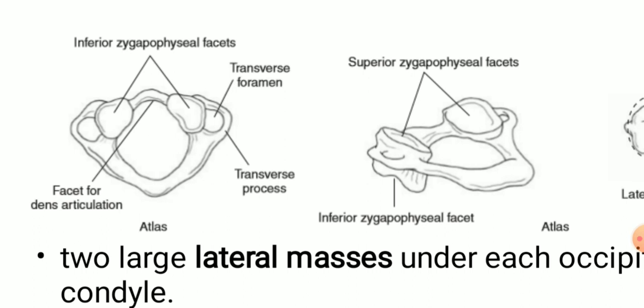So dens is a structure which you can find in the axis vertebra. It has an upward projection, that's what we call the dens. So the dens has to be attached with the atlas, and for that it has an articulating facet.